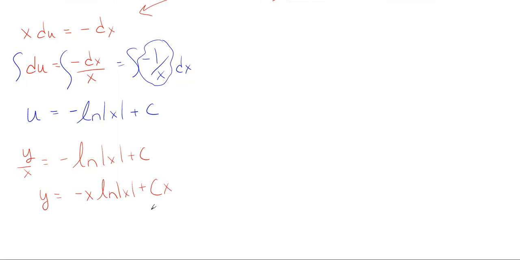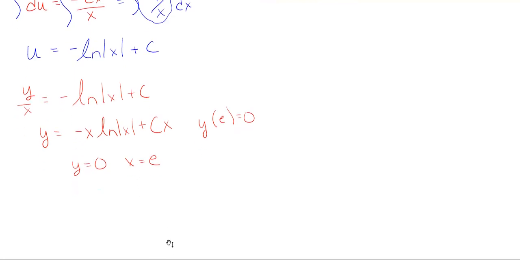Well, if we weren't given any boundary conditions, this would be our answer right here. But since we are given boundary conditions, with y of e equal to 0, we can find what this constant is and truly find this y equation. What this is saying is that y is equal to 0 when x is equal to e. So let's go ahead and plug all of that in, and I'm just going to keep scrolling down here.